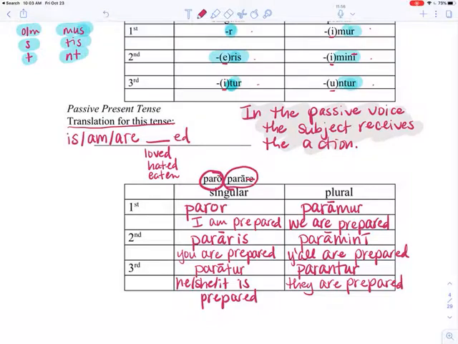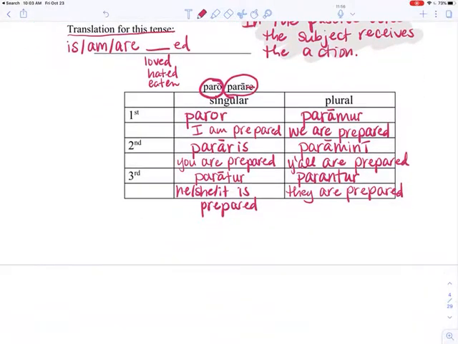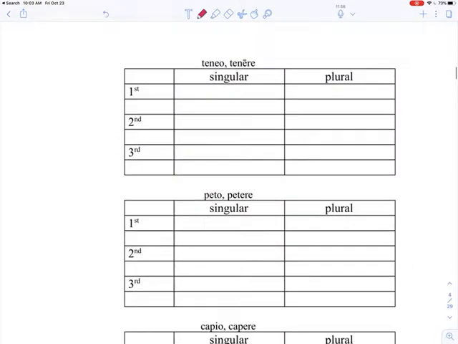Okay, so there's our example of a first conjugation verb. Let's move to teneo and our second conjugation verb. And again, your O in the first principal part should have a macron. But remember, we're going to drop it when we go to the first singular in the present passive. And then we're just going to add are. So this is I am held.